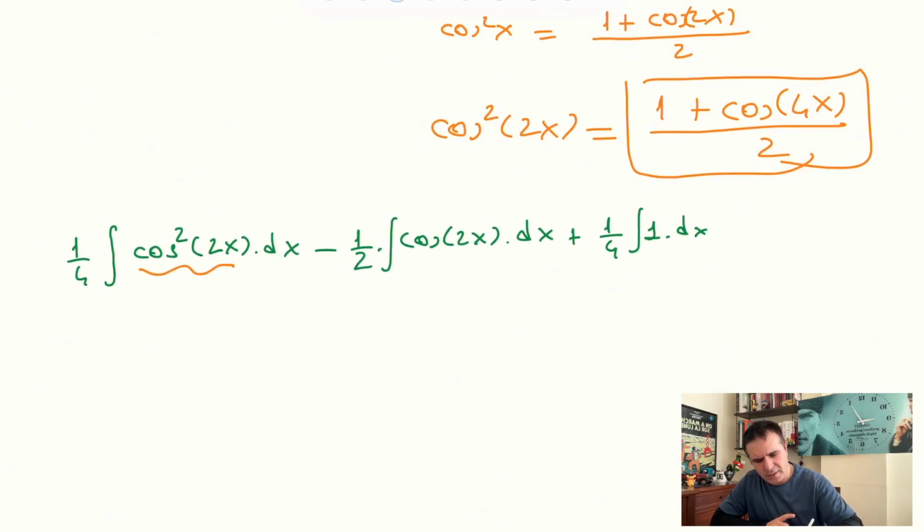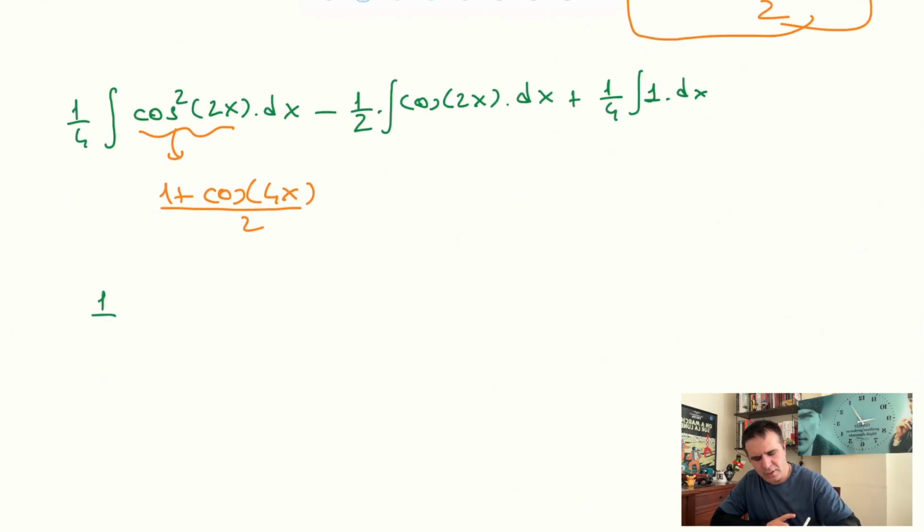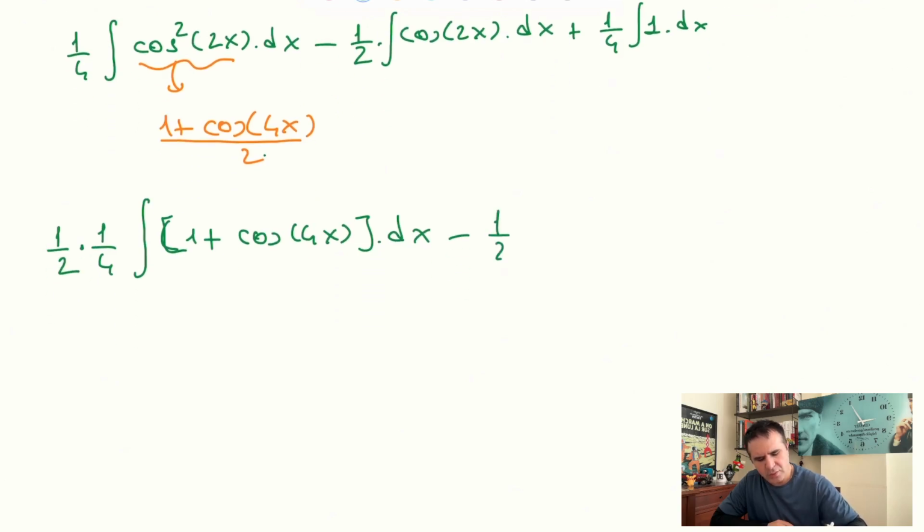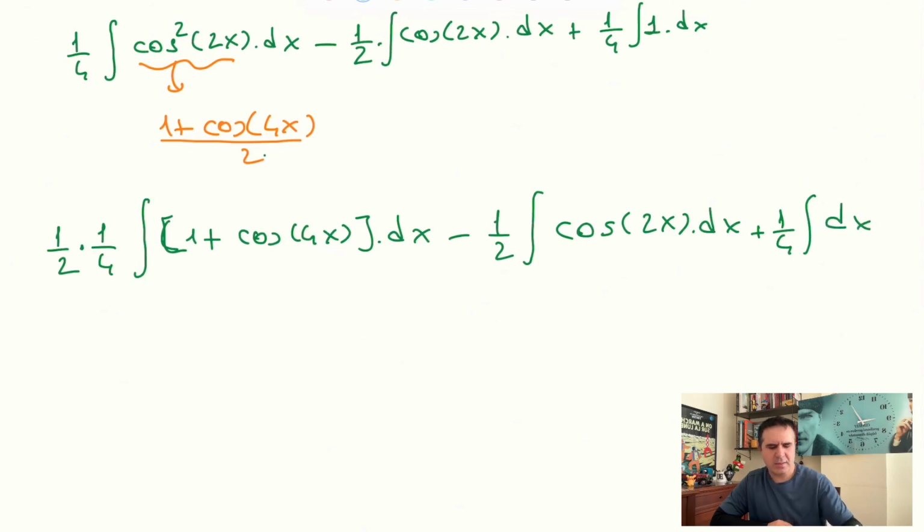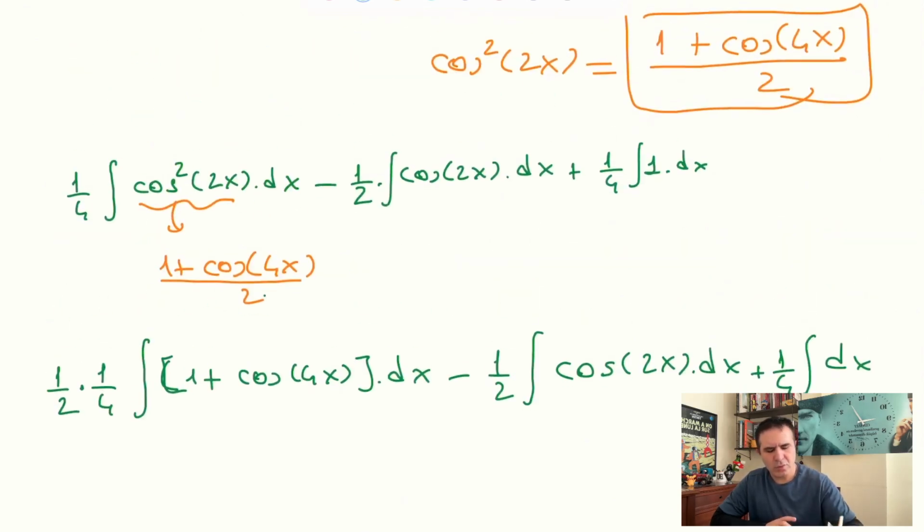Now we will write here 1 plus cosine 4x over 2. Then the integral becomes 1 over 4 integral of 1 over 2. This 1 over 2 will come to here: 1 plus cosine 4x times dx, minus 1 over 2 integral of cosine 2x dx plus 1 over 4 dx. Okay.